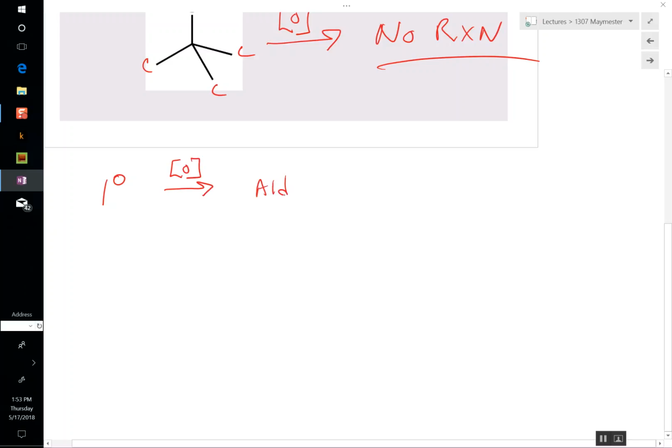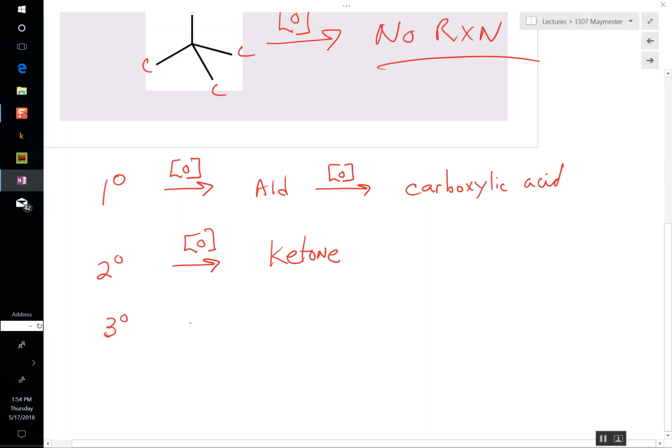So, in summary, primary oxidizes to an aldehyde, which can then oxidize to a carboxylic acid. Secondary oxidizes to a ketone. Tertiary, no reaction.